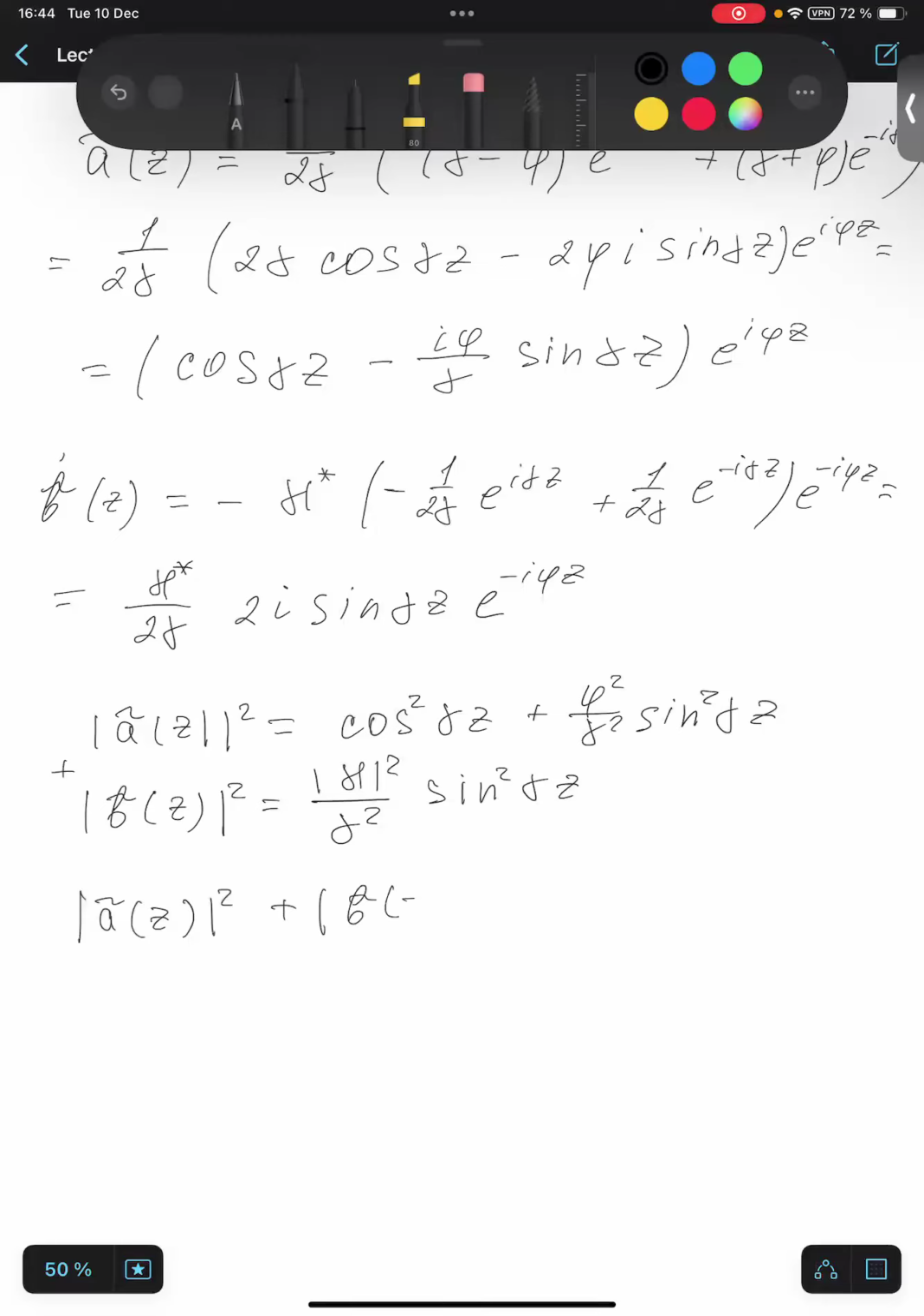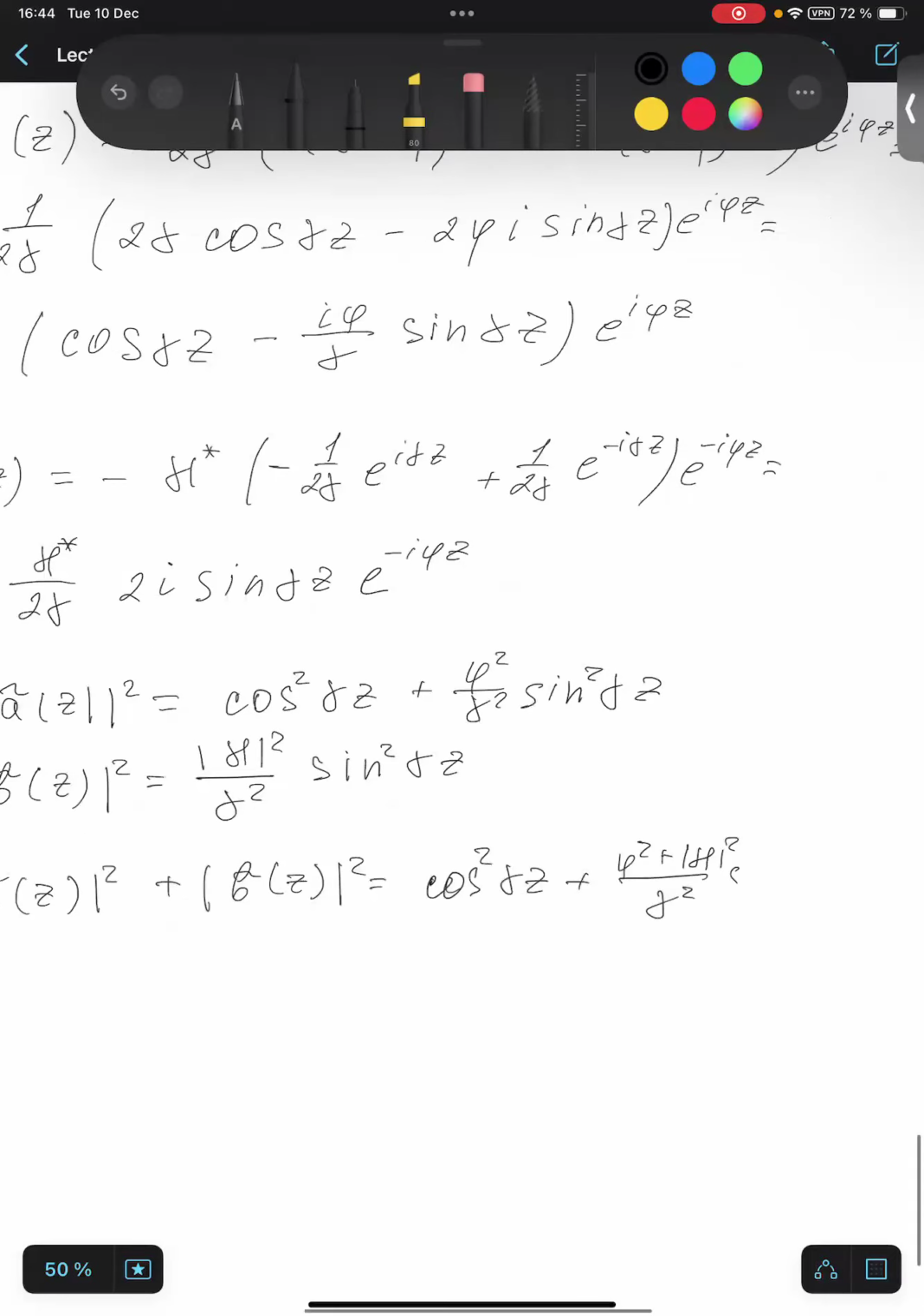B tilde, what we obtain: cosine gamma z plus phi squared plus kappa squared divided by gamma squared sine squared gamma z. And we also remember that gamma squared is nothing else than phi squared plus kappa squared. So in the end, it is equal to 1.